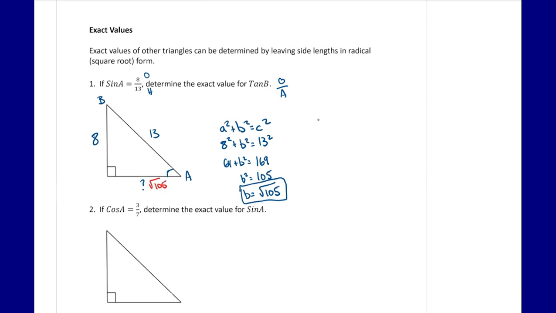So then, for the next step, the actual answer, tan of b, which is opposite over adjacent, is root 105 over 8. And that's what I'm going to leave as my final answer, because that is the exact value. I'm using the radical or square root form, and that is the exact value of tan b.